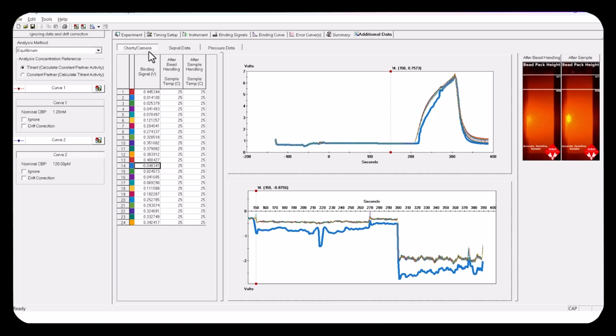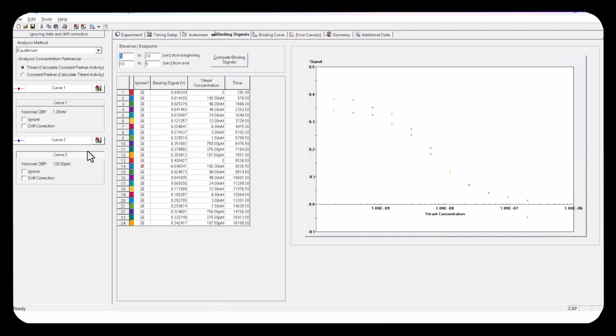There's one more thing I like to do. First, I'll go to the binding signals tab here. And this is already ignored here. I'm going to unignore it. Whoops.